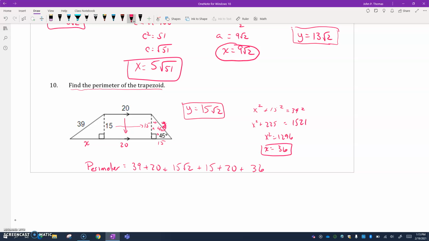Unfortunately, my calculator just died on me, so I'm going to jump to my phone calculator here real quick. And I've got 39 plus 20 plus 15 plus 20 plus 36. That takes me to 130. But I also need to add on the 15 root 2 that I skipped over the first time. Again, I kept that separate because I wanted to combine just like radical terms. So that's our perimeter.